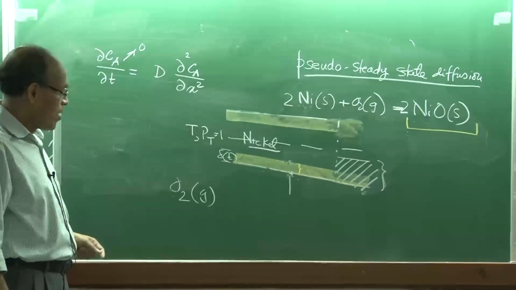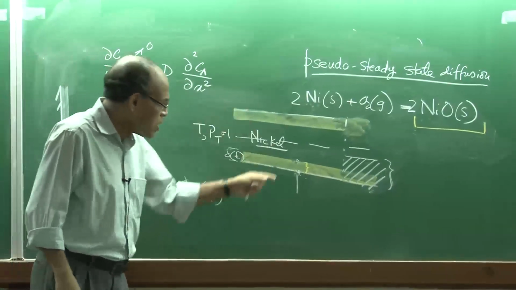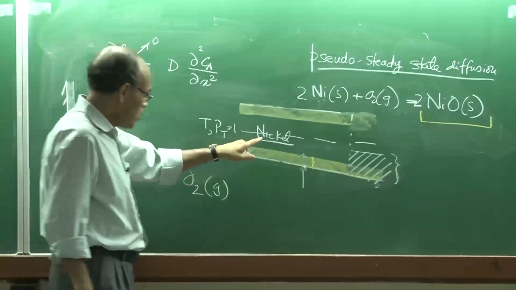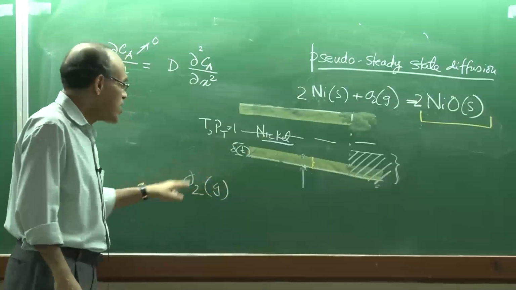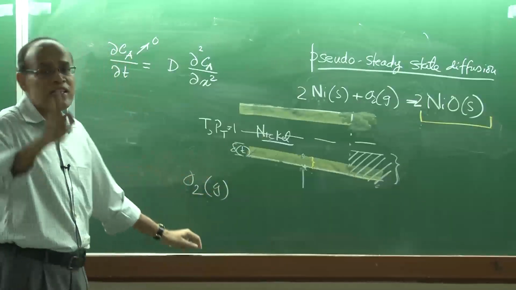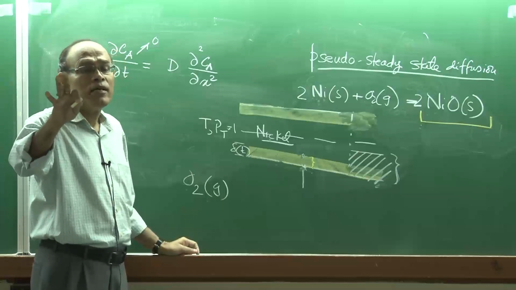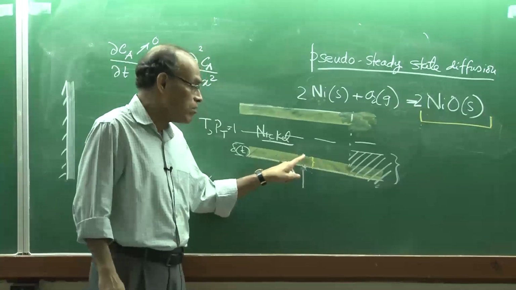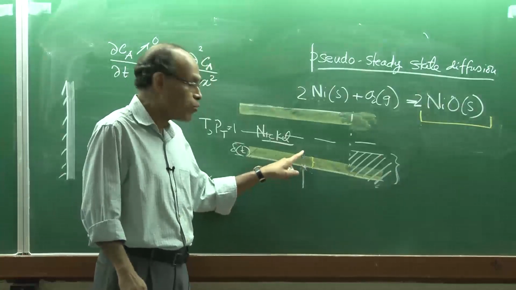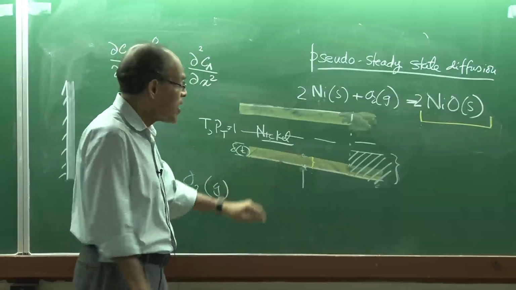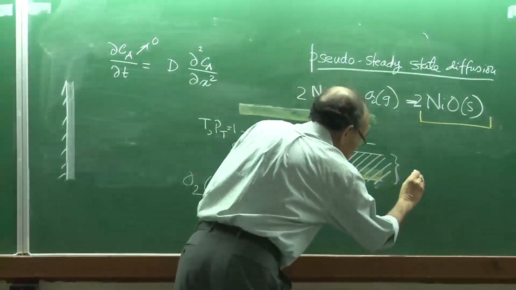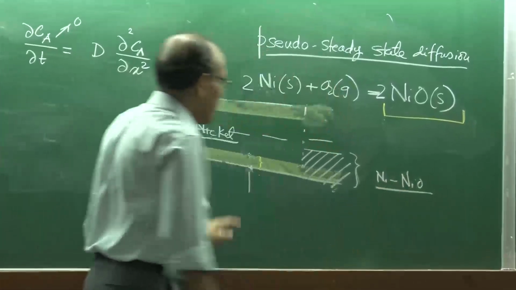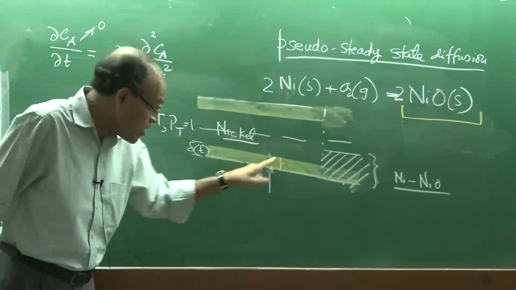So I can say that the oxidation of nickel in a pure oxygen environment will essentially comprise two different kinetic steps. Number one, diffusion of oxygen gas through the product layer, and number two, the chemical reaction at this nickel, nickel oxide interface. Okay, that is the site of the reaction.